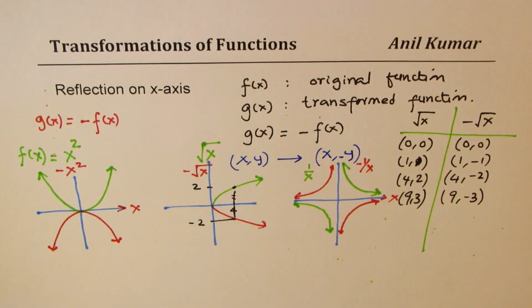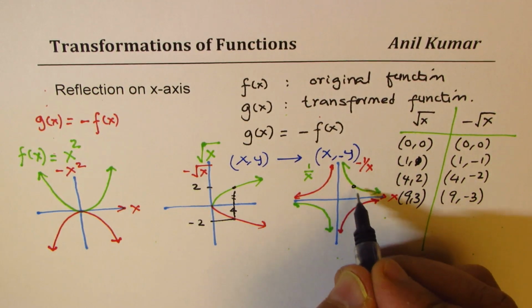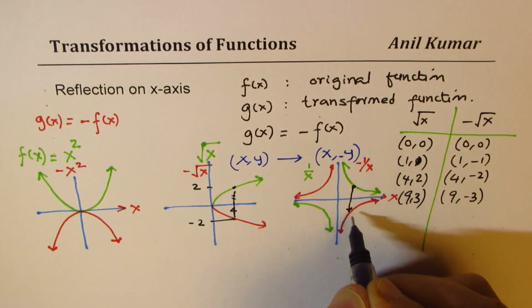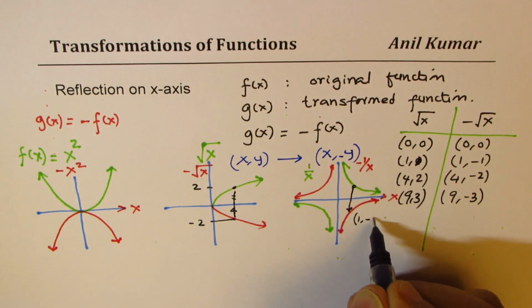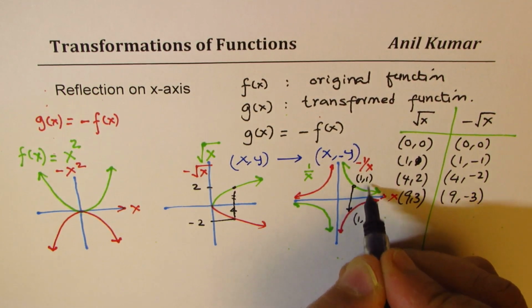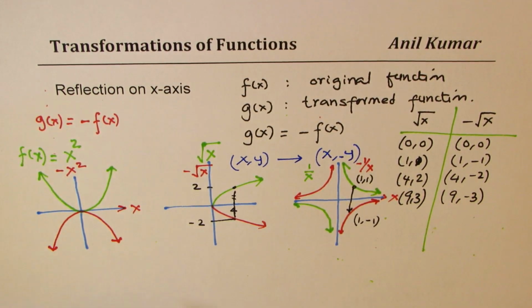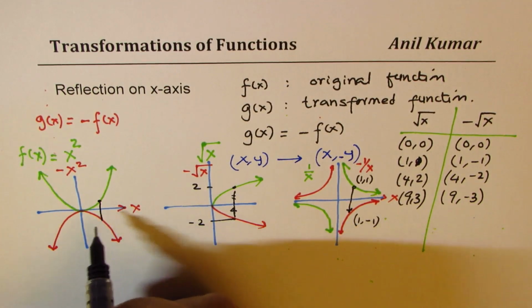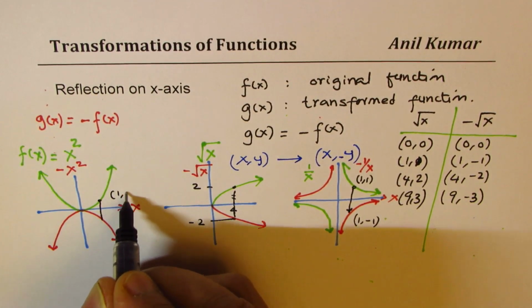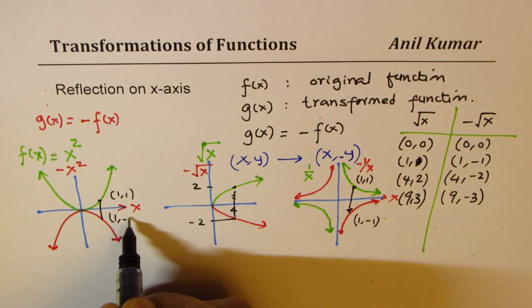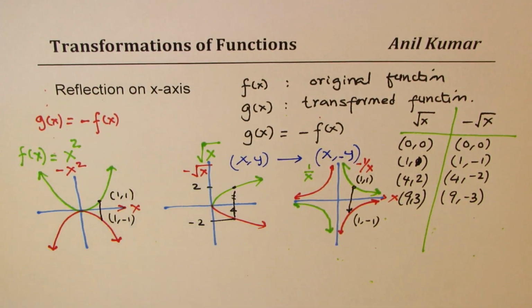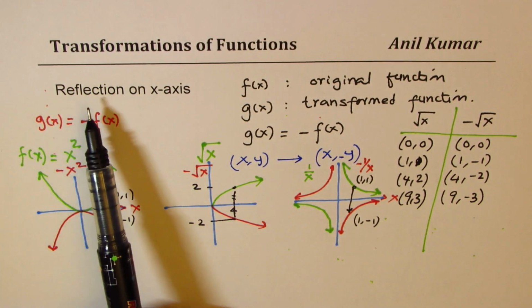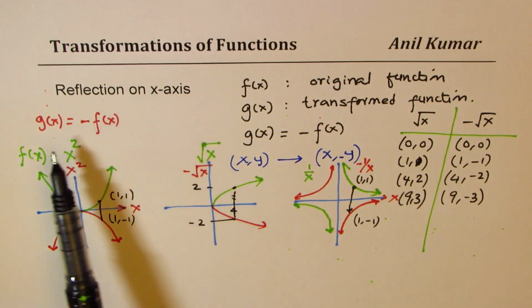That's what I mean to say, right? So a point which was (1, 1) will now switch to (1, minus 1). Let's say this is (1, 1) here, right? That's what we're trying to say. And a point which was, let us say, (1, 1) here will become (1, minus 1) in the reflected graph. So I hope that concept is clear to you. That's what we mean when the graph is reflected on x-axis.